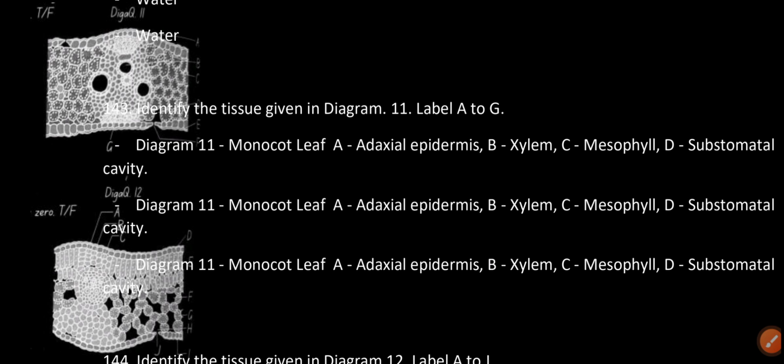Diagram is monocot leaf. A, adaxial epidermis. B, xylem. C, mesophyll. D, substomatal cavity.